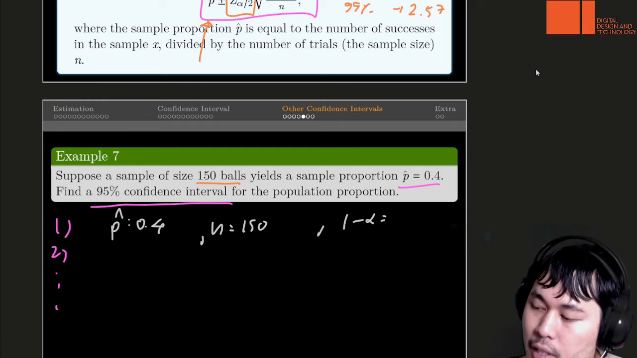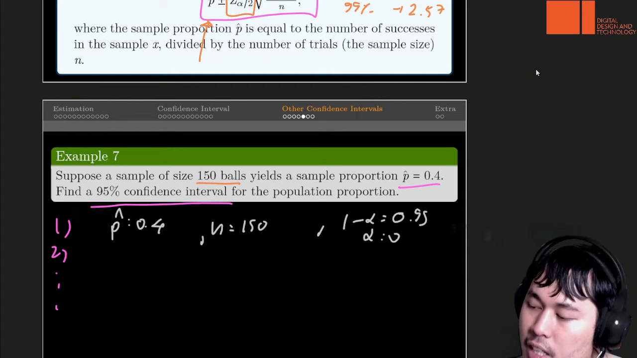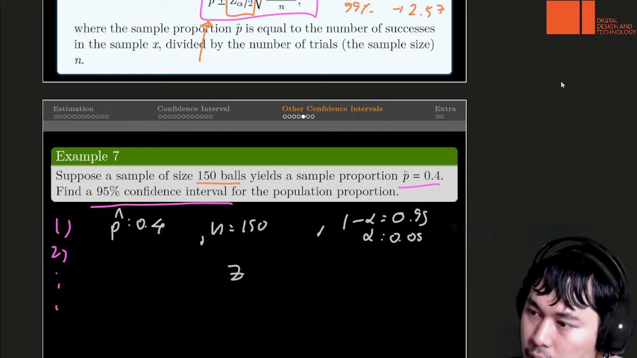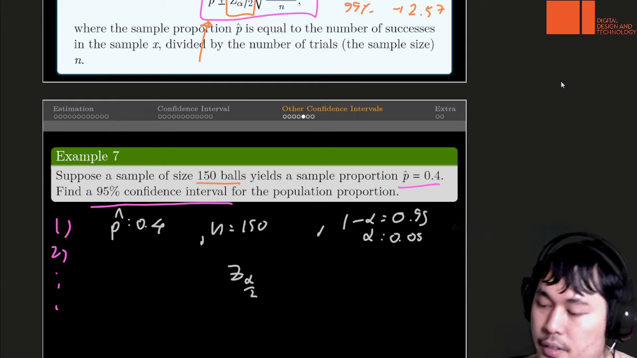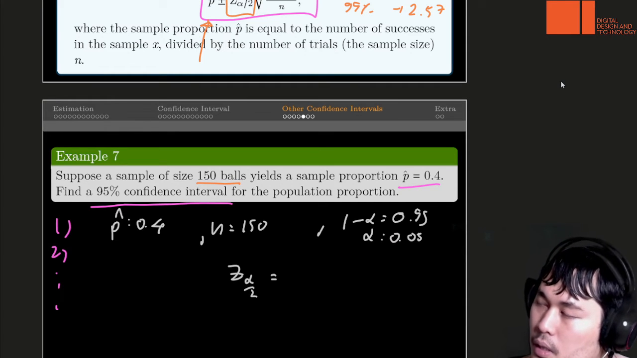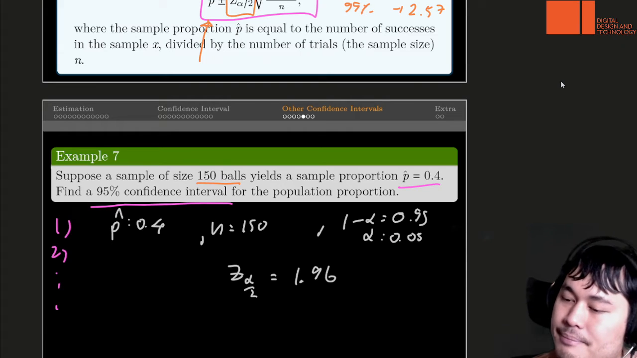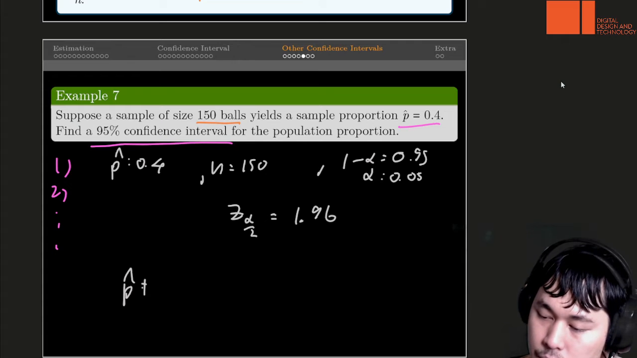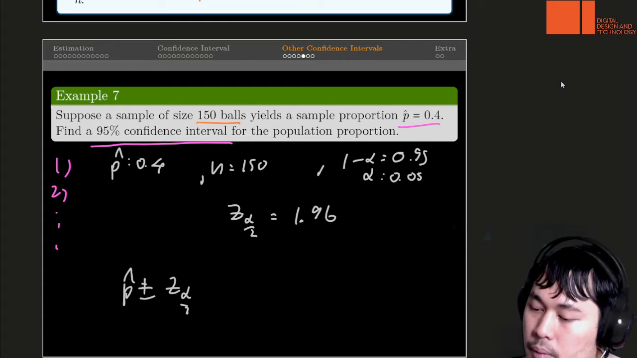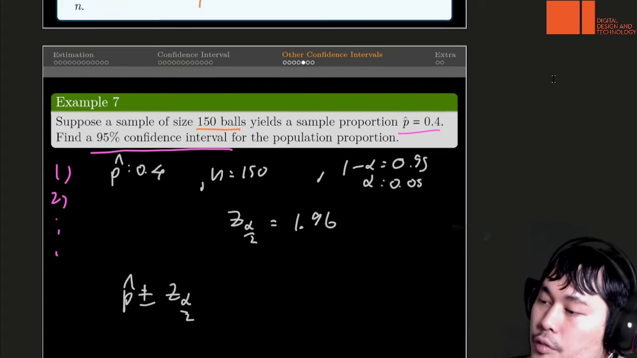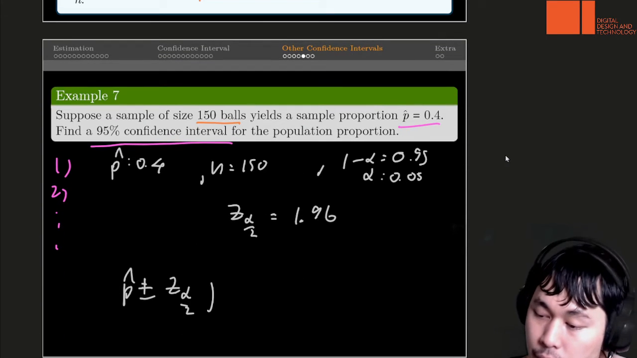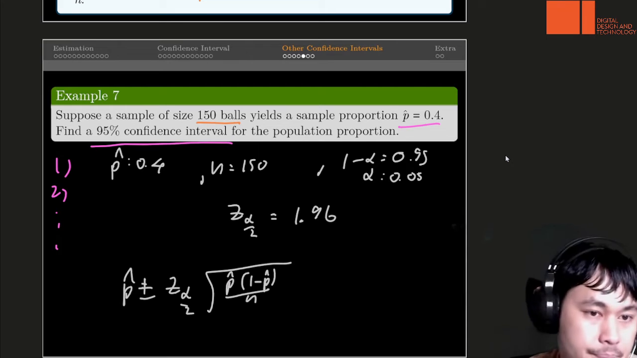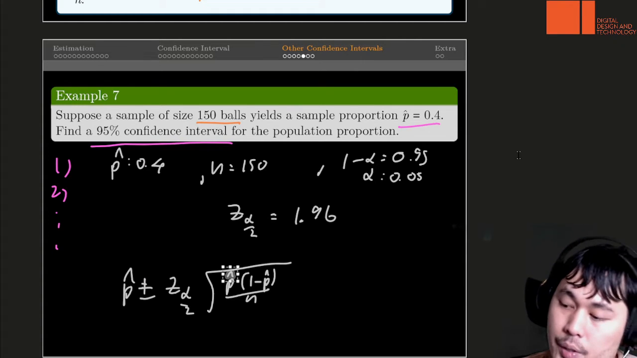And again, 1 minus alpha is 0.95, alpha is 0.05. And then the confidence level, the C value, is 1.96. And finally, in step 3 and 4, we can use the formula to derive the interval. It's going to be p plus or minus z value times the square root of p hat times 1 minus p hat divided by n. And this n is inside the big square root.